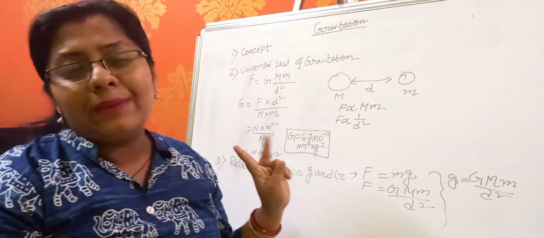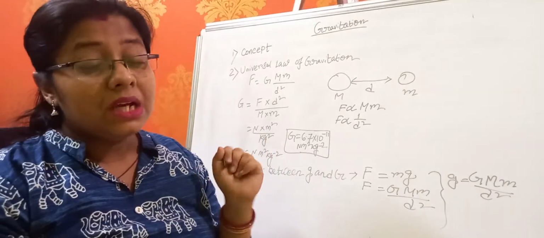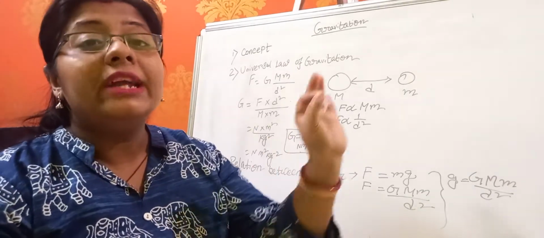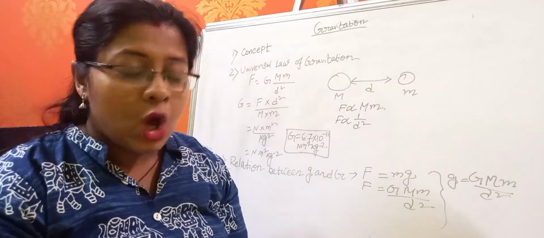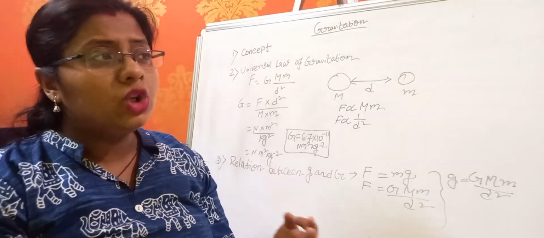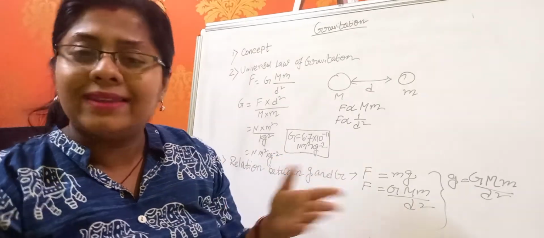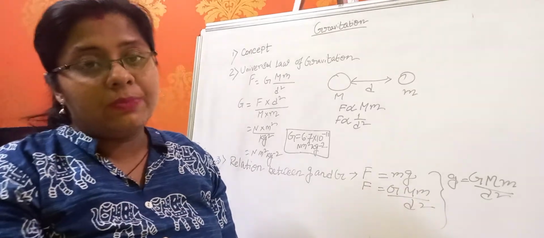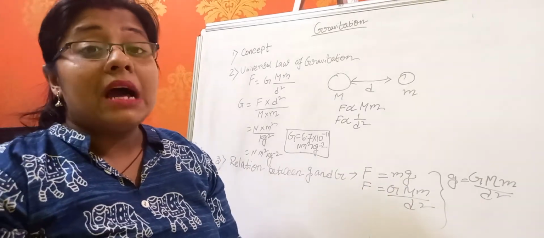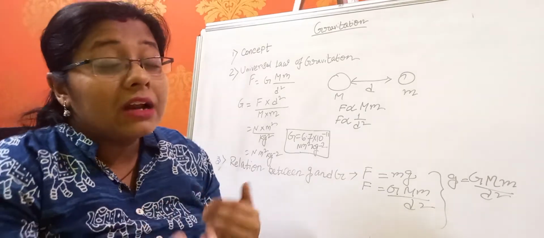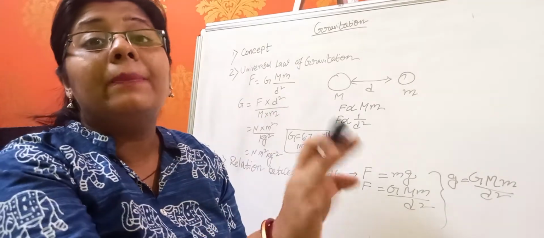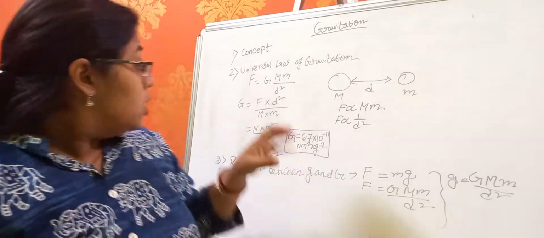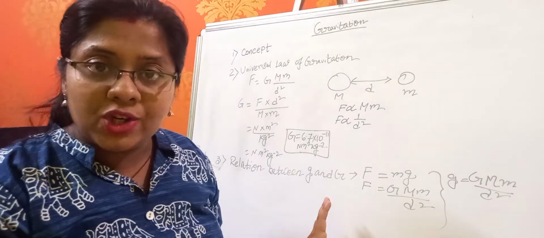Two types of question may come. If you get a question for 1 mark, write the unit of capital G, then simply write Newton meter square per kg square. That's all, problem solved. But if in the question paper you see establish or determine the unit of capital G, in that case how can you solve it? That is why I have done the calculation.